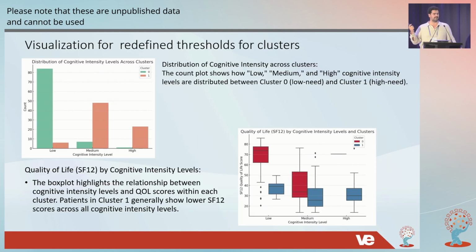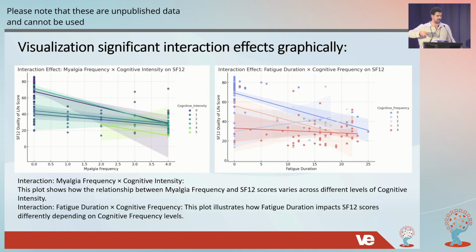Again, when we redefine the threshold for clusters, I said low, medium, or high intensity on the cognitive intensity, and the same with the myalgia. We still get, again, 2 clusters, but patients are still stratified.